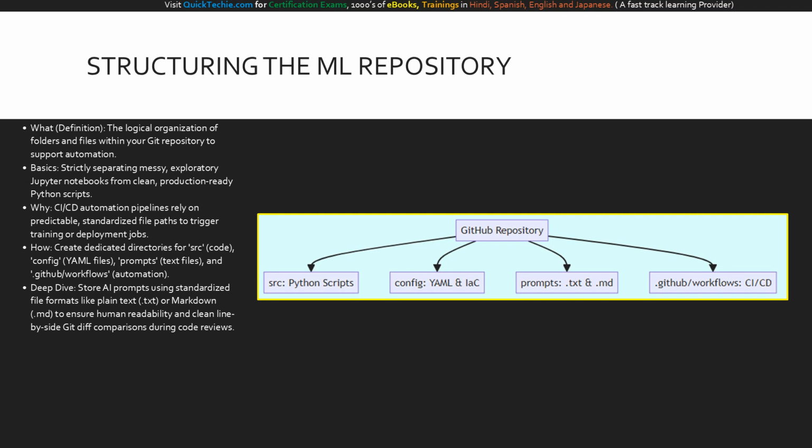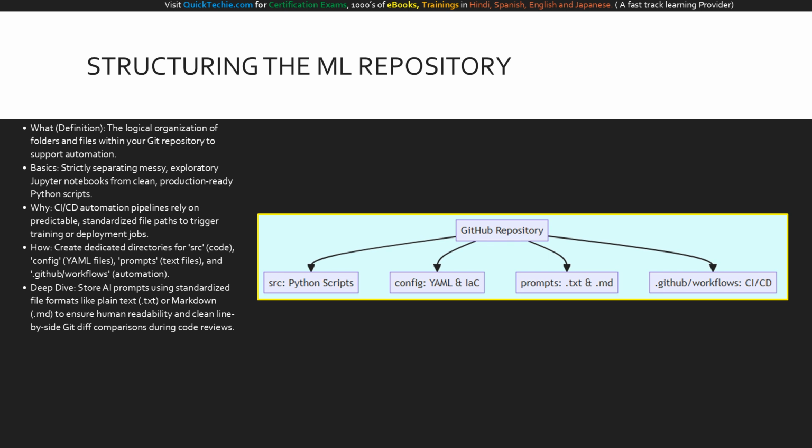Before we write a single line of code, we must structure our repository correctly. What is a repository structure? It is the logical organization of your ML project files. The basics involve strictly separating your exploratory Jupyter notebooks from your clean, production-ready Python scripts. Why is this critical? Because automated CI/CD pipelines rely on predictable file paths to trigger the right training jobs. How do we do it? We create dedicated folders for our source code, infrastructure YAML configs, and GitHub Actions workflows.